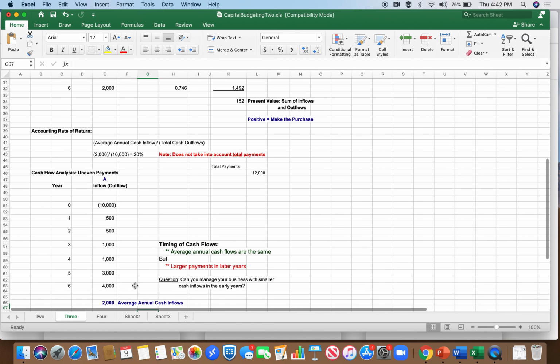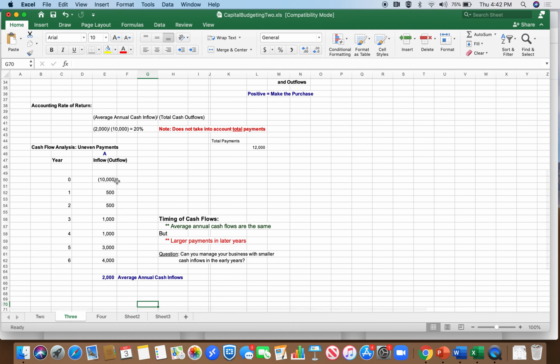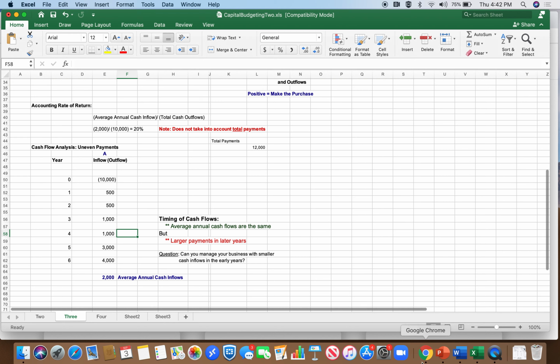And finally, what if the payments are uneven? What if we pay out $10,000 in the beginning and the payments are uneven? We get fewer payments in the beginning and more payments in the end. Well, remember that all these payments are going to be discounted using the same present value tables above. So the timing of the cash flows makes a difference. Can you as a company in this question manage your business with smaller cash inflows in the early years and hang on until you get the bigger cash inflows in the later years? So uneven payments is a different issue.